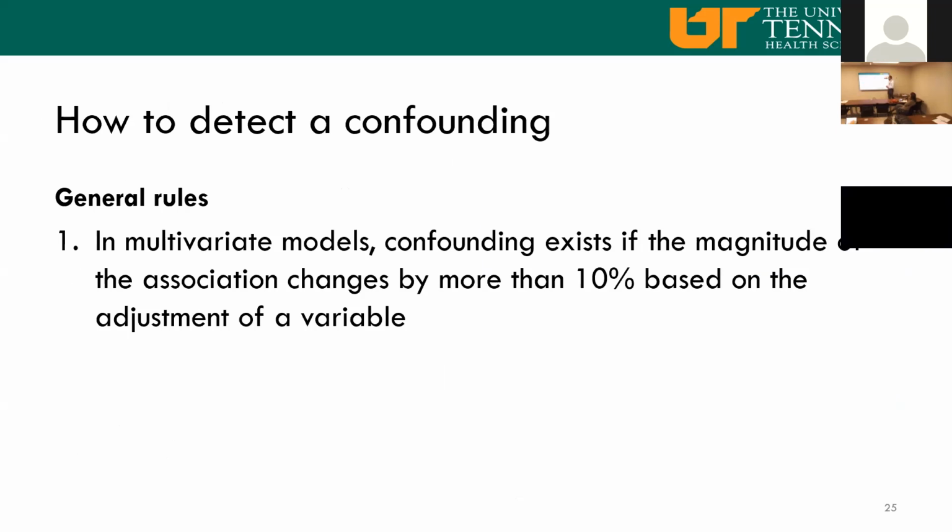So the general rule in detecting confounding in a multivariate model is if the magnitude of association changes by more than 10% based on the adjustment of any variable. So when you calculate your beta values, if you compare the beta values after adjusting the variable, and the beta value changes by more than 10%, it means the variable that you adjusted is a confounder of the association between the two variables.